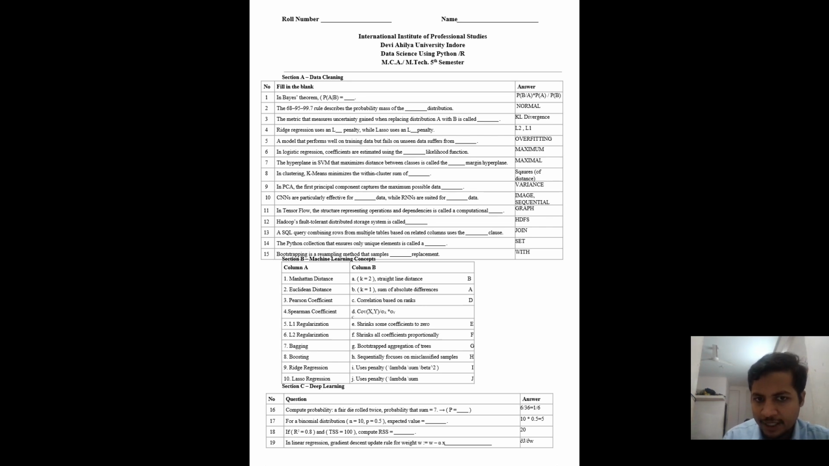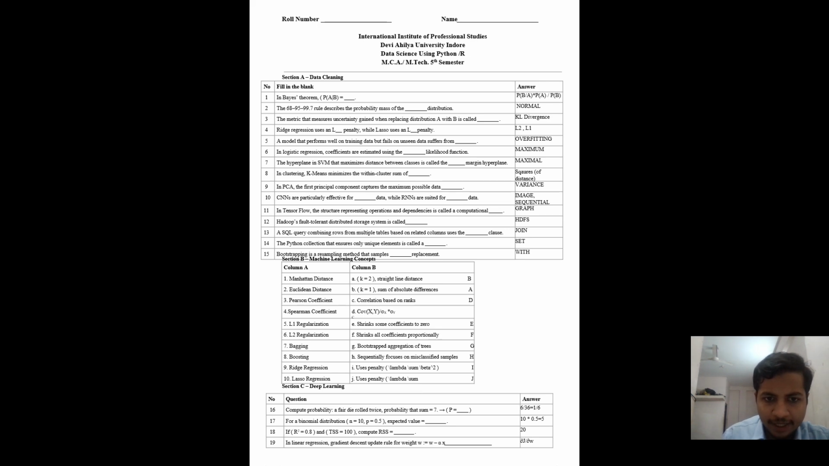A Python collection that inserts only unique elements is called a set, because we know that set only allows the unique elements. Bootstrapping is a resampling method that samples with replacement. The reason is that bootstrap samples with replacement to create pseudo replicates. Now moving to the section B, which is match the following questions.